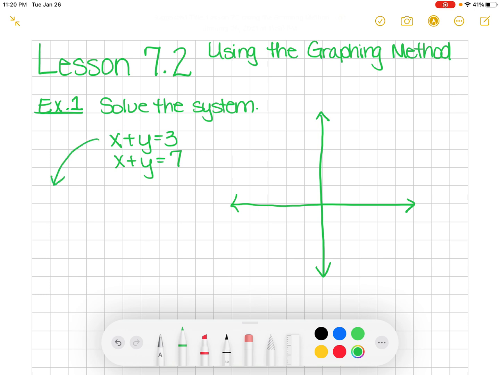Okay, so the first one I'll do a t-chart for. I need x plus y to equal 3, so that would be 1, 2, 2, 1, and 3, 0. Okay, I did easy ones, 1, 2, 3, because I knew that they would work and be easy. We don't want to end up with fractions, so if you choose a number and you're ending up with a fraction, then just choose a different number. Okay, so let's graph these. 1, 2 is here, 2, 1 is here, and 3, 0 is here.